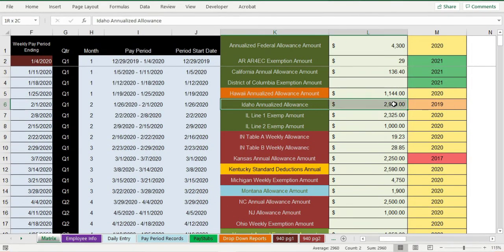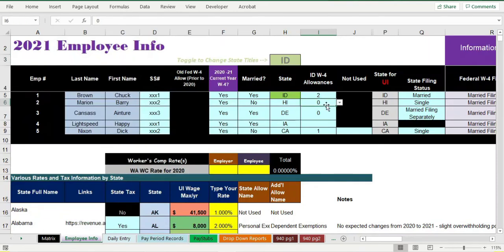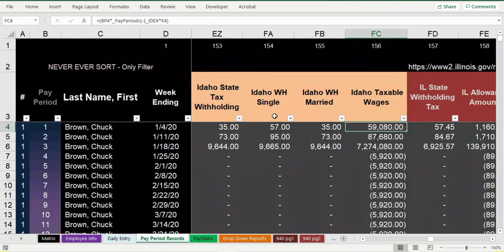Idaho annualized allowance. It's 2,960. I don't think it's changed since 2019. It should probably be the same in 2021. I'll let you know if it changes. So you've got to subtract that out times, I believe, the number of exemptions. That's what this formula says. Yep, the number of allowances essentially that they put right here. This number 2 basically would be multiplied. You subtract that amount out from your annualized wages to get a taxable wage base.